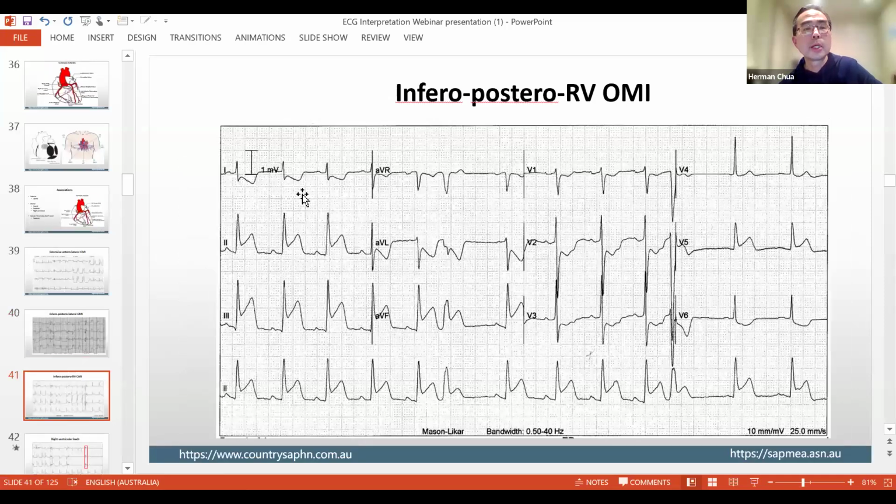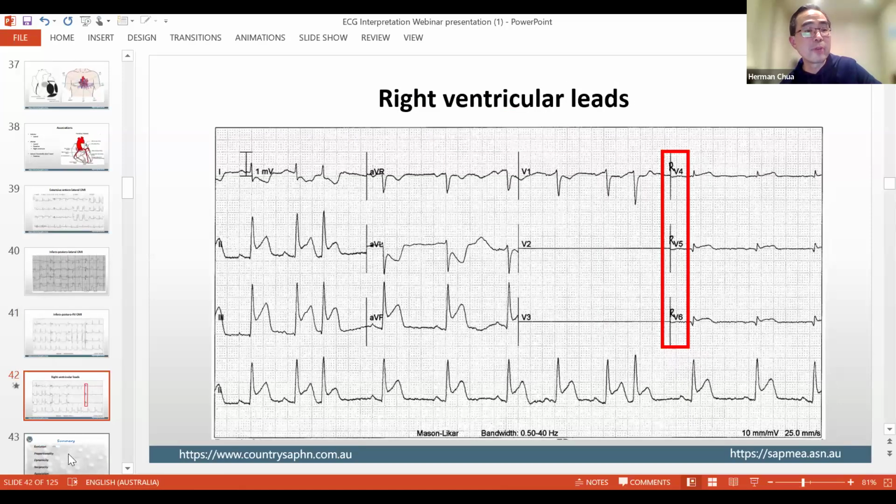And this one, another example of inferior, posterior in V2, in V3, and basically lateral in V5, okay? And basically, in this case, the patient actually presented with hypotension as well, and we suspected a right ventricular involvement. We did a right ventricular lead. Don't worry about this, okay, because I'll actually be going through the right ventricular leads, etc.